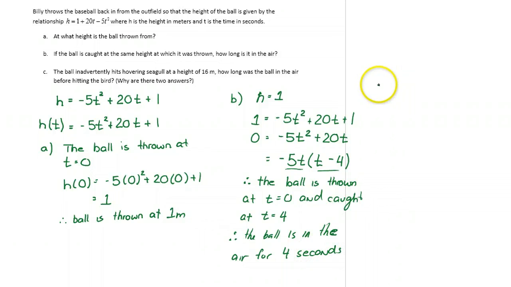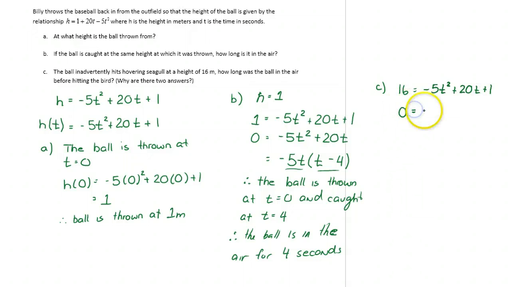Okay, so now let's look at C. The ball inadvertently hits a hovering seagull at a height of 16 meters. How long was the ball in the air before hitting the bird? The question is, why are there two answers here? Let's first see that there are two answers. We're interested in when the ball is at a height of 16 meters. So 16 = -5t² + 20t + 1.